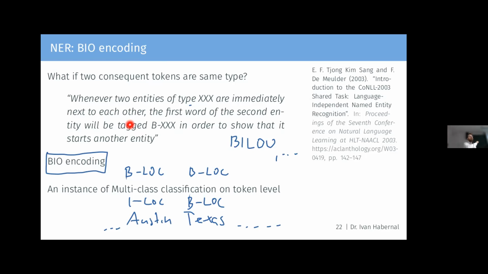Any question on BIO tagging? Okay, that's great. So keep in mind, named entity recognition by BIO is sequence labeling. Let's move on.